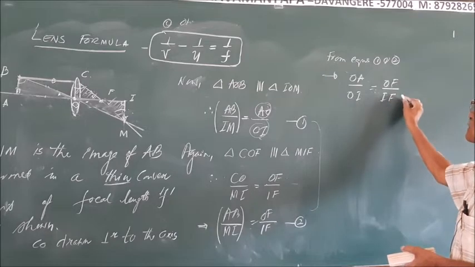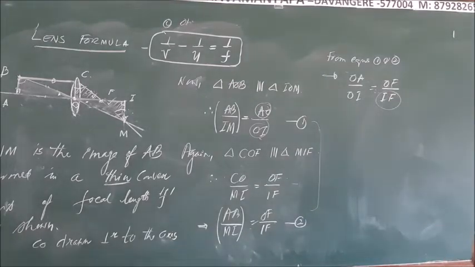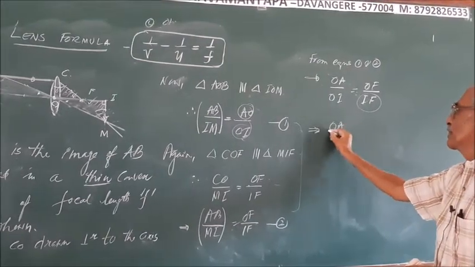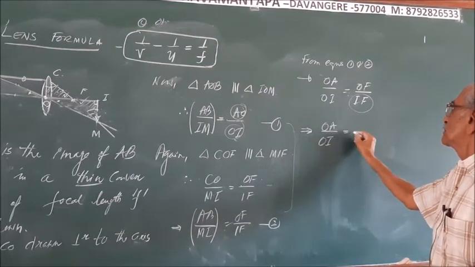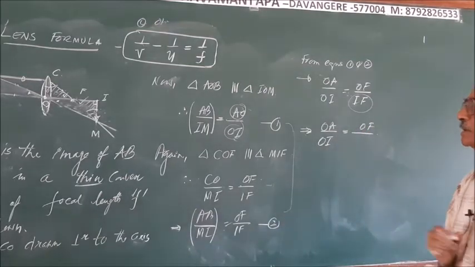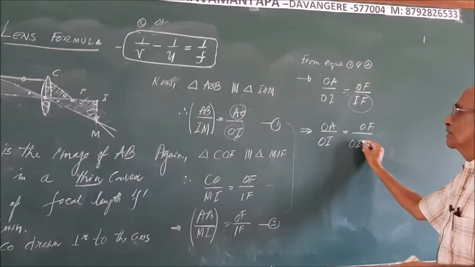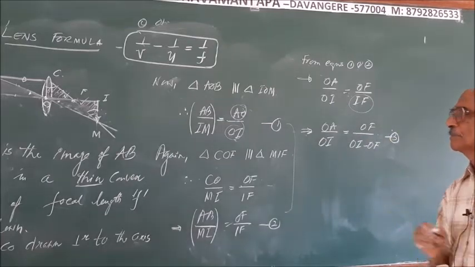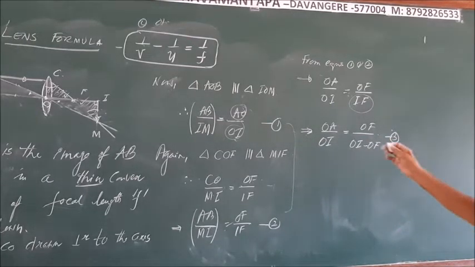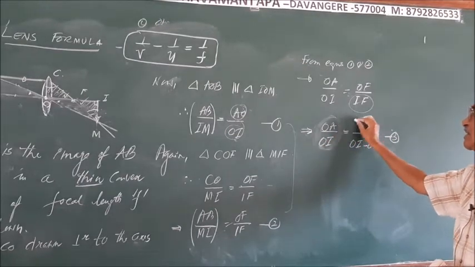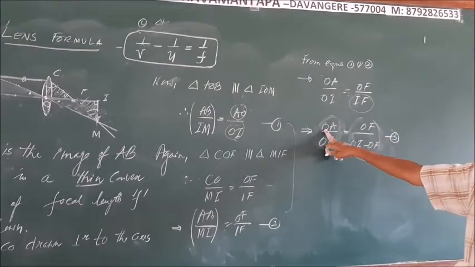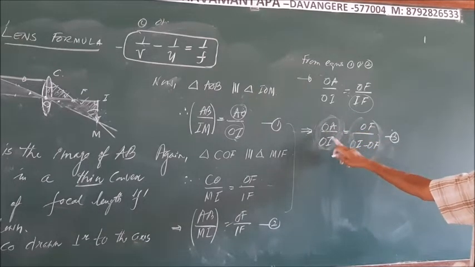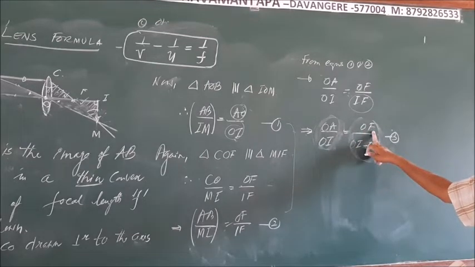Now look at the figure. This IF can be written as OI minus OF. That gives rise to OA by OI minus OF. I'll call this equation 3. Now notice, I have expressed the quantities starting from O. O is the optic center. OA gives the object distance, OI the image distance, and OF the focal length.